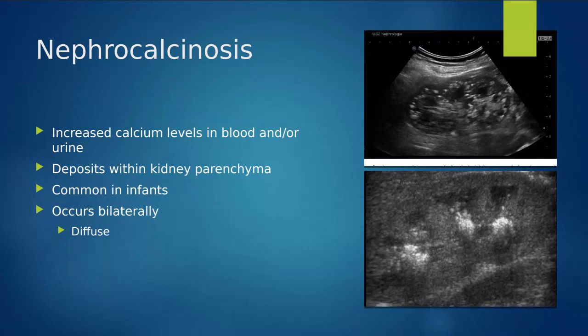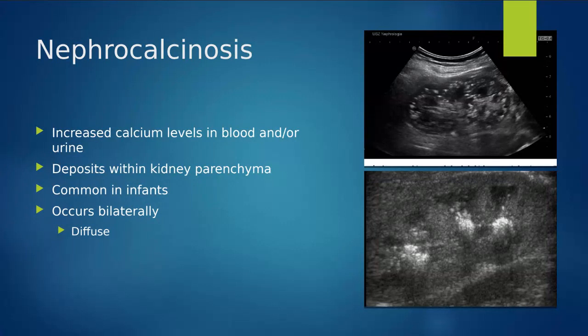It's kind of just these pockets of calcium. It's really common in infants, and it usually occurs bilaterally throughout the entire kidney themselves. So when you see this top picture, you're not going, oh my gosh, these are all stones, I have to measure all of these. They're not technically stones, right?